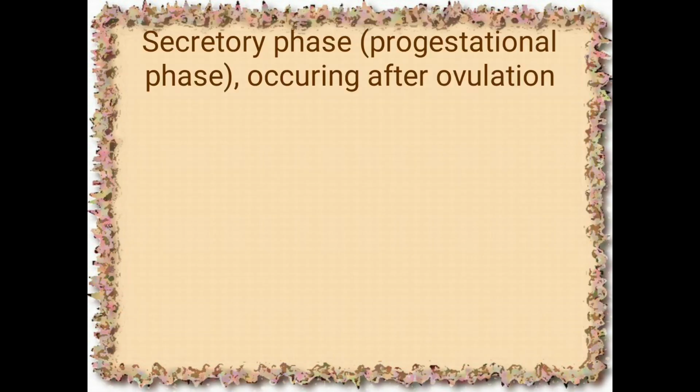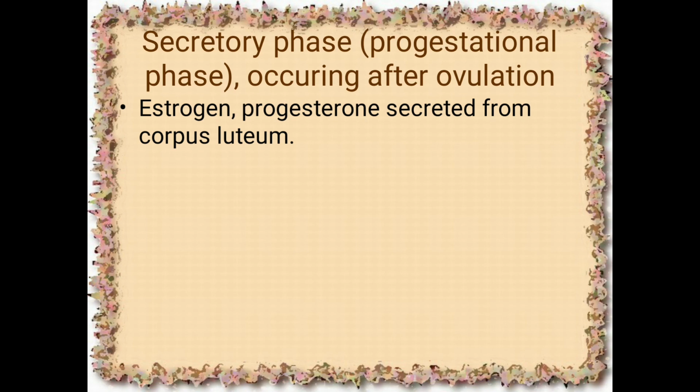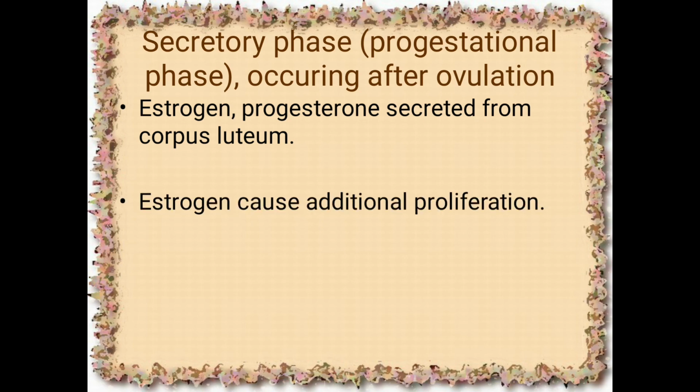Next is the secretory phase. This phase is under the control of progesterone, occurring after ovulation. After ovulation, both estrogen and progesterone hormones will be there, but predominantly progesterone; all the changes are mainly because of this progesterone. Estrogen and progesterone are secreted from the corpus luteum.